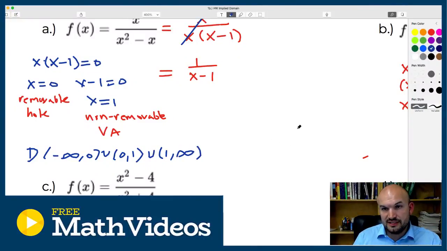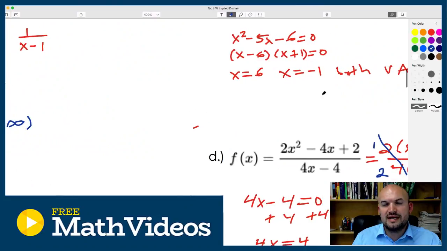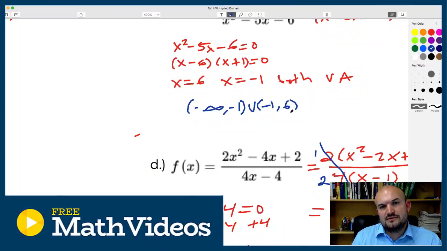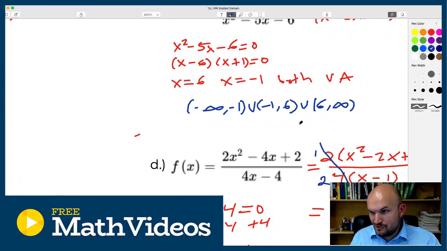Okay, let's look at the next one. For the next one, my domain: I have two vertical asymptotes, so it's going to be from negative infinity to negative 1, union negative 1 to 6, union 6 to infinity. Hopefully it's okay with you guys that we already went through this.